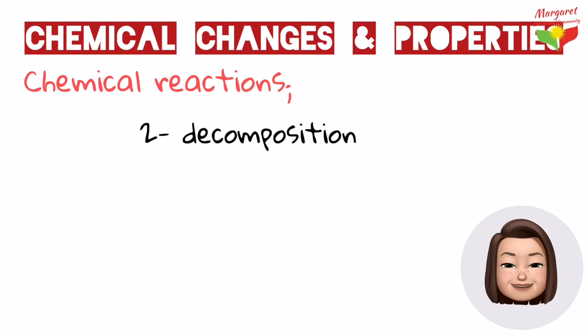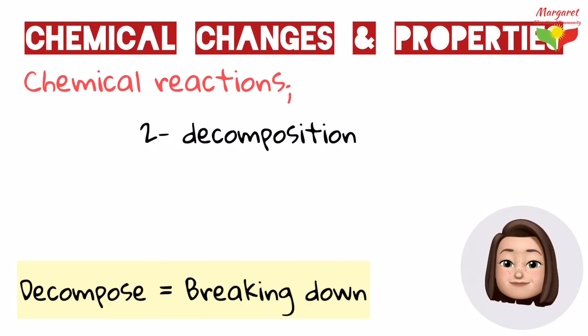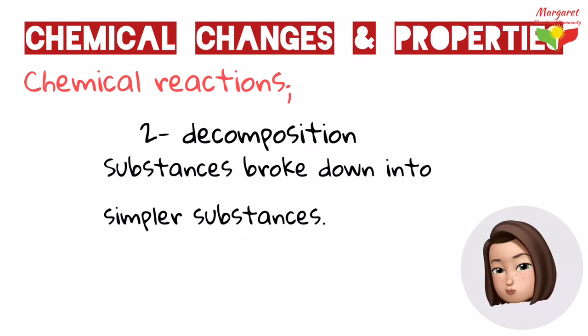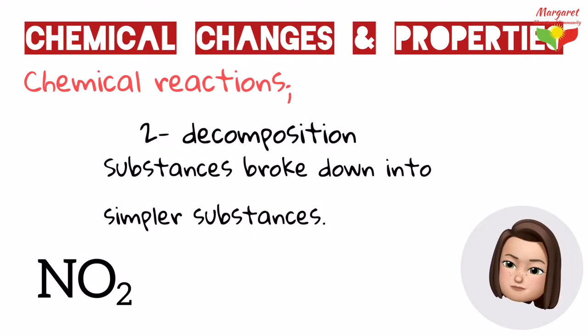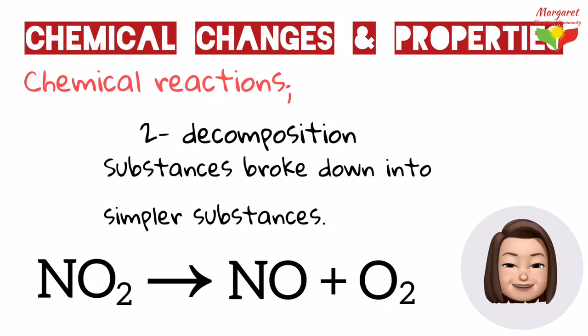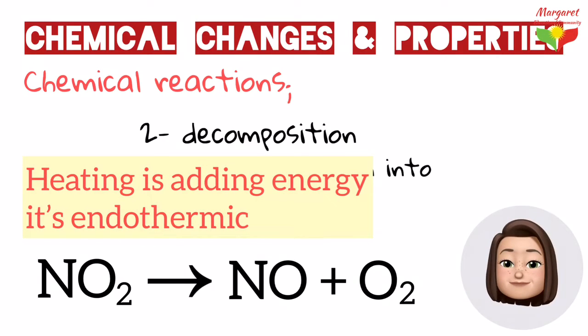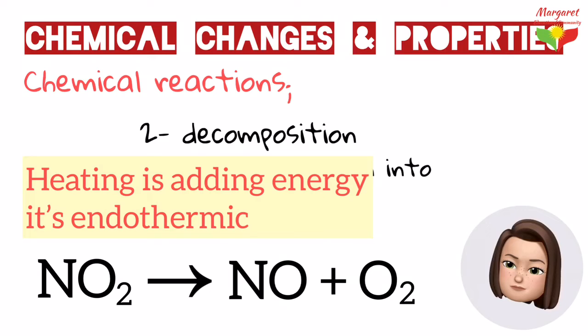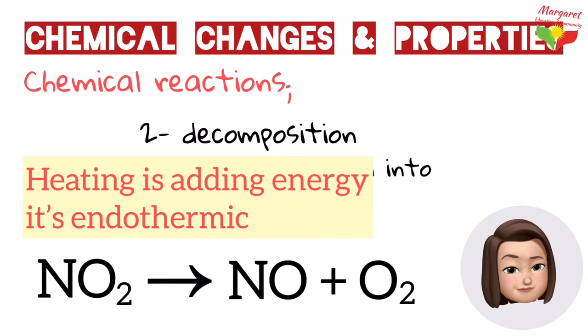Another kind of chemical reaction is decomposition reaction. Now, decomposition means to break down, and this is exactly what happens in this reaction. A substance is broken down into simpler substances. For example, nitrogen dioxide, which is a brown gas. If it's heated, it decomposes into colorless gases, nitrogen monoxide and oxygen. So listen carefully. We said if it's heated, that means we gave it heat. Heat is a form of energy. So we added energy to initiate this reaction. And this means this reaction is endothermic.